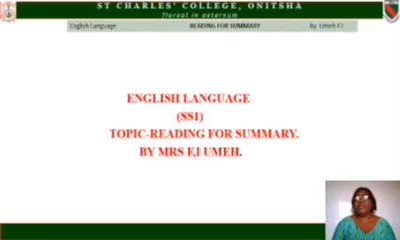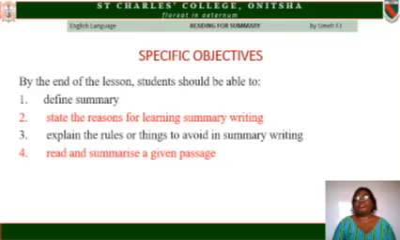The topic is Reading for Summary. Let's go into the specific objectives. By the end of the lesson, you students are expected to be able to: 1. Define summary. 2. State the reasons for learning summary writing. 3. Explain the rules or things to avoid in summary writing. 4. Read and summarize a given passage.